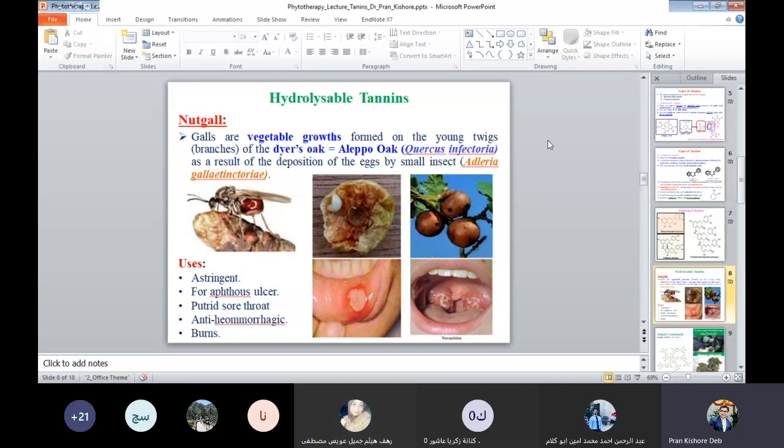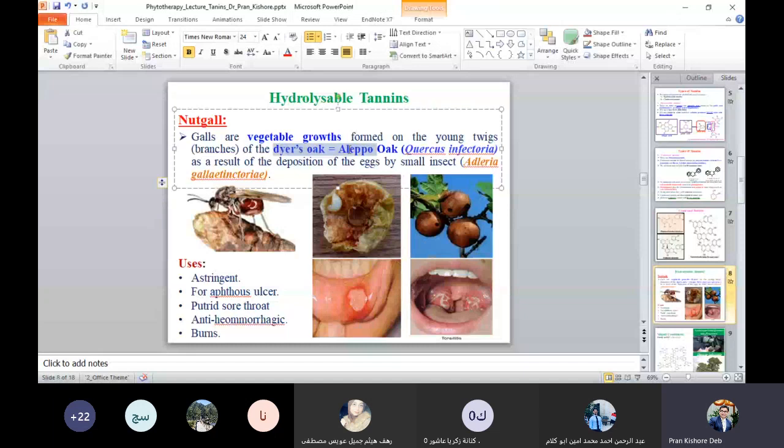Good. So we come to the examples of hydrolyzable tannin. First one is the nut gall. The galls are vegetable growths that are formed on the young twigs, meaning young branches, of the dyer's oak. What is the botanical name of the plant? Dyer's oak, that is Quercus infectoria, as a result of the deposition of eggs by a small insect. The scientific name of the insect is Adleria gallae-tinctoriae.